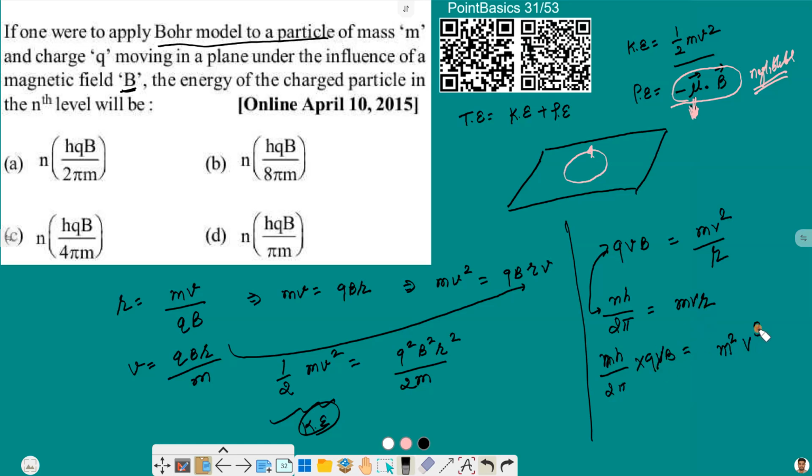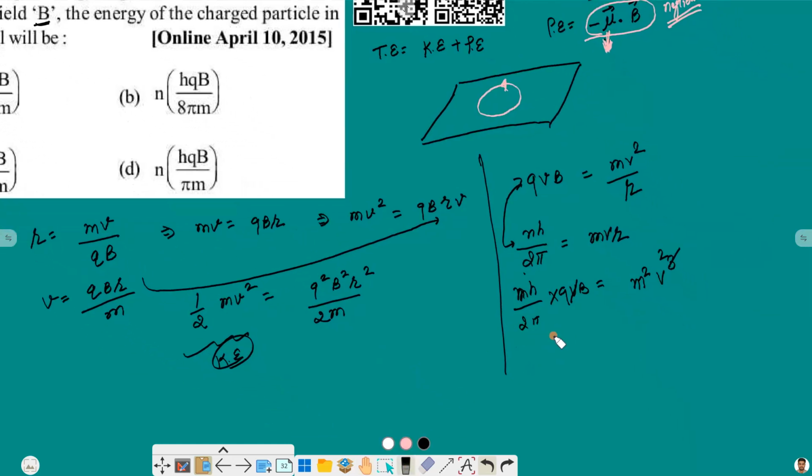Now we can cancel v from here, so it will be square, and m cannot be cancelled. So we have nhqb by 2 pi is equal to m square v square. Now from this I can write further that mv square is equal to nhqb by 2 pi m, and from this half mv square will be nhqb by 4 pi m.